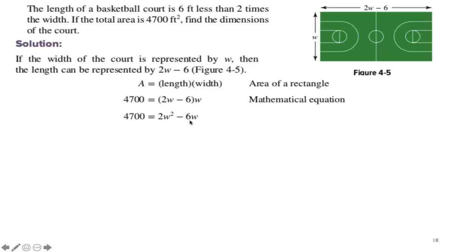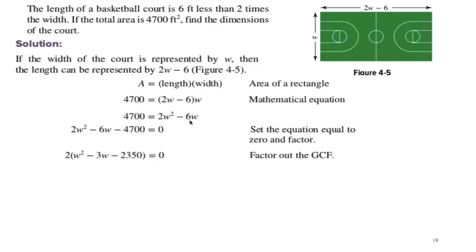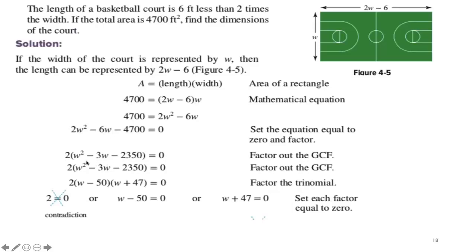So now we have to solve this quadratic. Put everything on one side so that the whole equation equals 0. Now there's a greatest common factor between all these, which is the 2. Everything's even, so factor out the 2. And now we can factor this by using, again, one of the methods we saw earlier: w minus 50 times w plus 47. That might need a little bit of calculator work, but there it is.